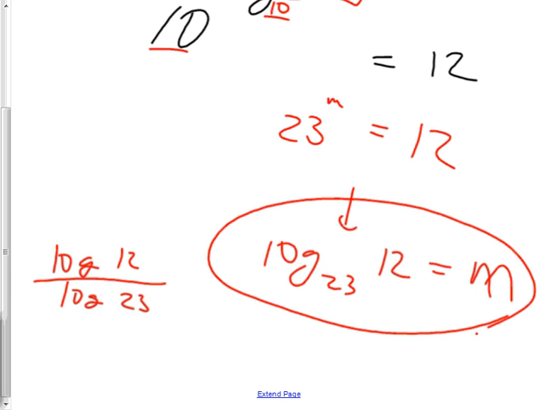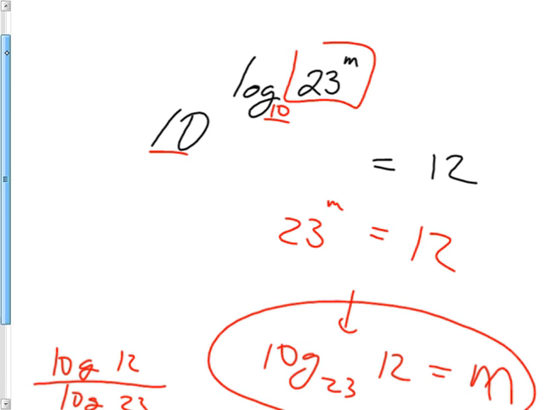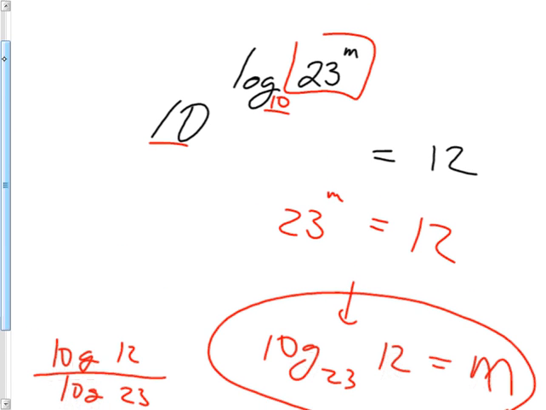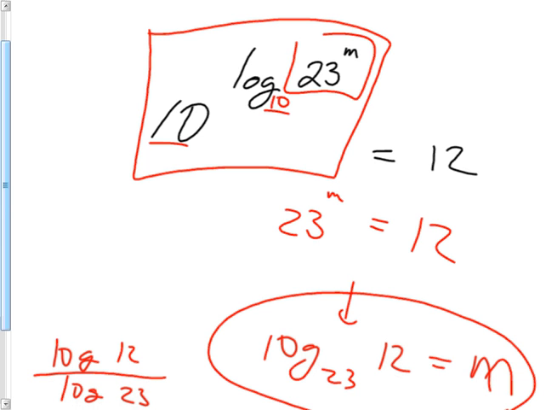Yes? Well, isn't there a 10 in front? Nope. When you have 10 to the power of log base 10 of 23 to the m, yeah, let me give you a simpler one that's like that. 2 to the log 2, actually that wouldn't work because it doesn't have the same base, but I'll make this be a 2, and then I'll make this be a 3.